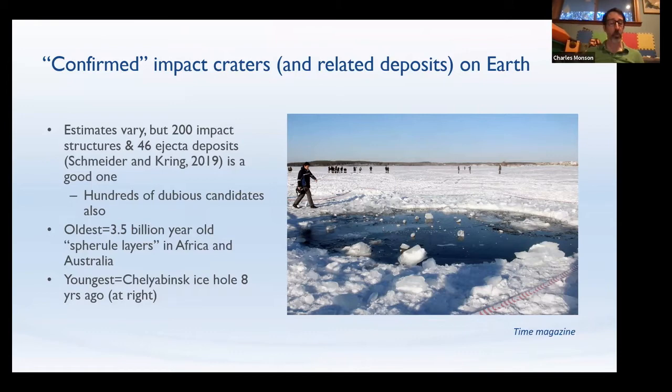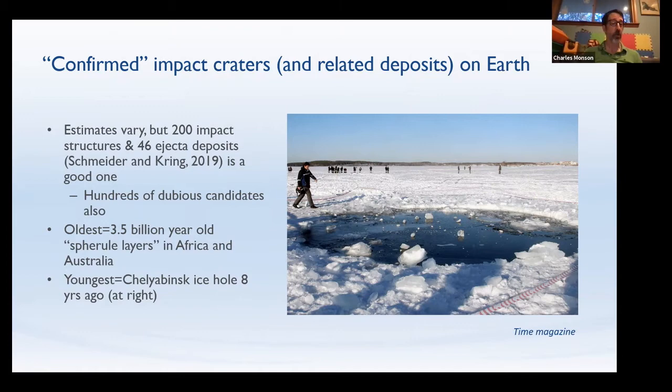Ejecta deposits just being a situation where evidence of impact, little melt blobs spraying out of a crater when it forms, things like that, lots of other possible things are discovered, but can't necessarily be tied to a known crater. The oldest evidence of impact on Earth is a 3.5 billion year old layer of impact spherules found in Africa and Australia. So that's one of those ejecta deposits.